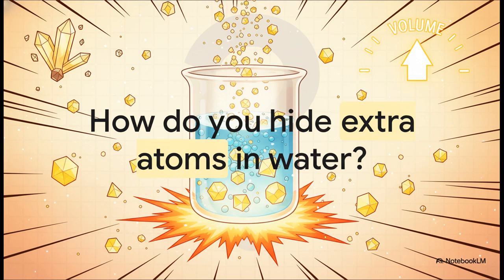So how do you hide extra atoms in water? The secret is cranking the heat. Heating the water expands the space between the molecules, which allows you to cram in significantly more dissolved solid than would normally be possible. A regular cup of water can only hold a very specific amount of dissolved salt or sugar. It's just normal equilibrium. But when you crank that volume dial and heat it up, the liquid molecules vibrate faster, they spread out, and you can effectively hide a massive amount of solid atoms right in those newly created gaps.